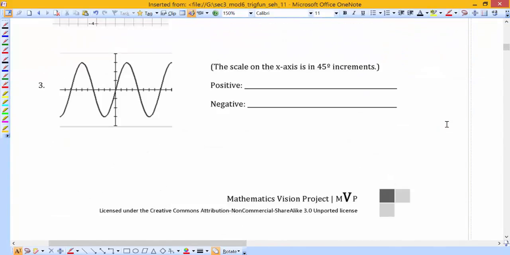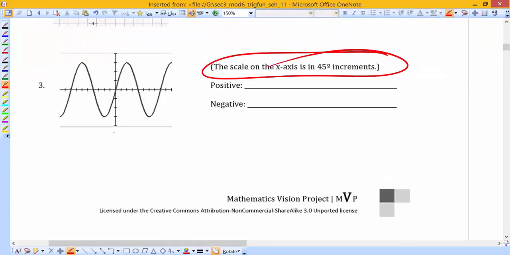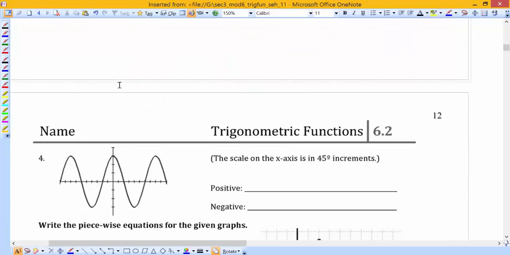When you get to 3 and 4, just be careful. It says this scale on the x-axis is in 45-degree increments. So this is, let me make this smaller, 45, 90. You keep adding 45. Okay, so you actually are going to be dealing with bigger numbers, and above is positive, below is negative. So that's the ready.